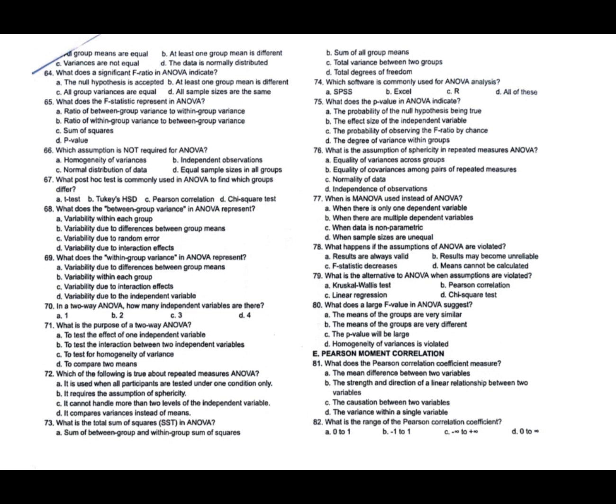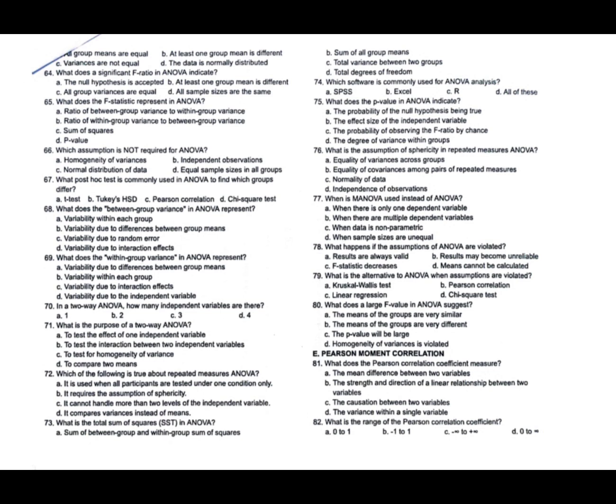65. What does the F statistic represent in ANOVA? The answer is a ratio between group variance to within group variance, letter A. 66. Which assumption is not required for ANOVA? Equal sample size in all groups. This is letter D. What post-hoc test is commonly used in ANOVA to find which groups differ? So the answer is letter B.